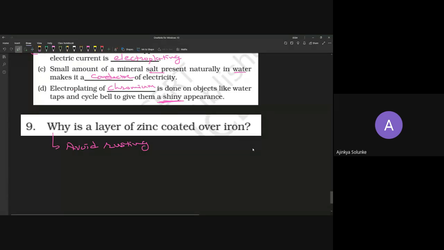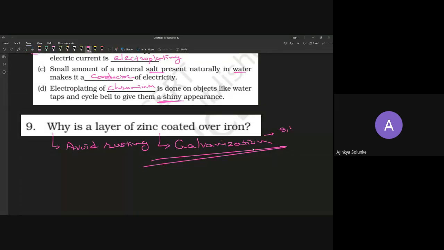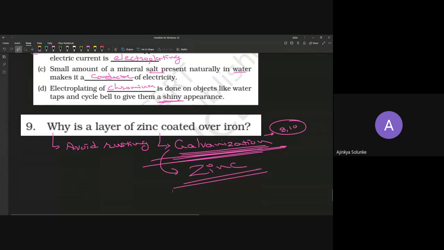Hey, by the way, what is the name of that process? We have a word for it, right? Zinc coating on iron. It is called galvanization. Do remember the word galvanization. Galvanization is a word which is specifically used for zinc. Zinc coating is always called galvanization. This is required even for your ninth and 10th grade. So do remember this word galvanization. Whenever you hear the word galvanization, you are going to give the coating of what? Zinc. Zinc coating. Galvanization.